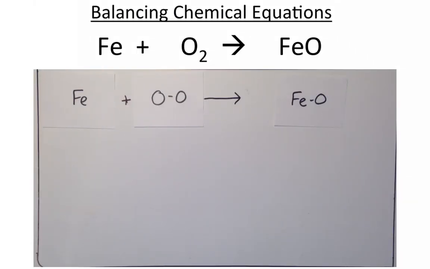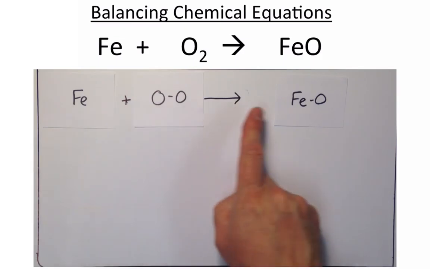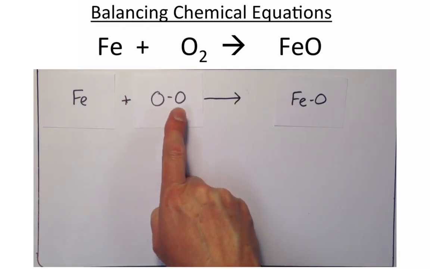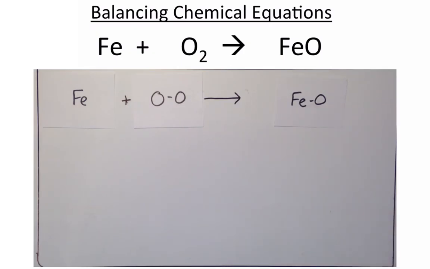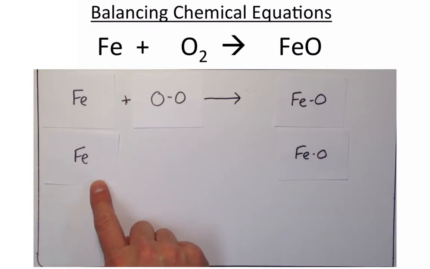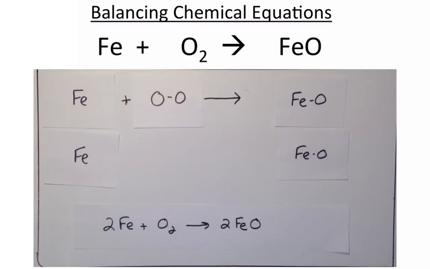The next equation, we have iron plus oxygen yields iron oxide. Let's start with the metals. We have 1 iron, 2 oxygens, 1 oxygen, which means I'm going to have to add another oxygen to make 2 oxygens. But now I have 2 irons, so I'm going to add another iron. I have 2 irons. It is now balanced. So my formula is 2Fe plus O2 yields 2 FeO.